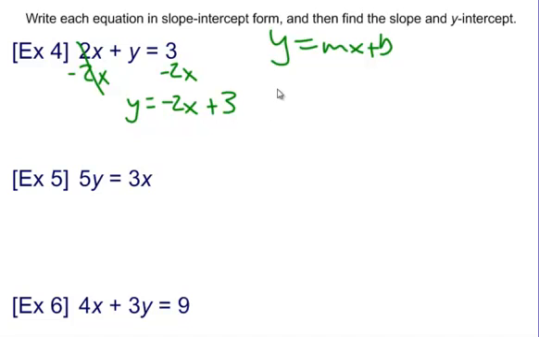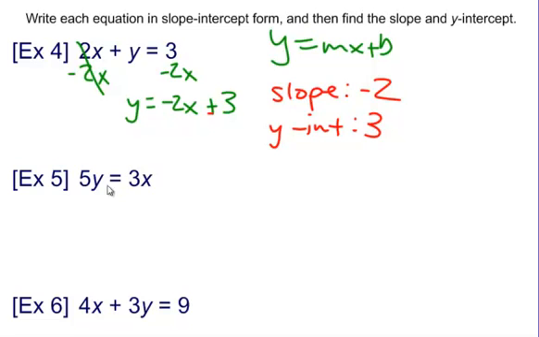And we're already in y equals mx plus b form then. So I know that my slope is whatever's attached to the x, right? So my slope is negative 2. My b, my y-intercept is my b, and that is going to be positive 3 because it's a plus 3.